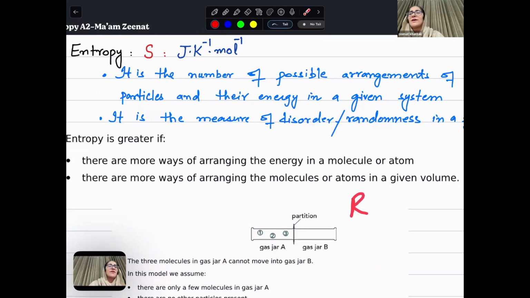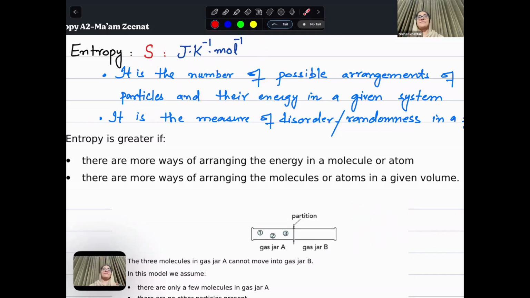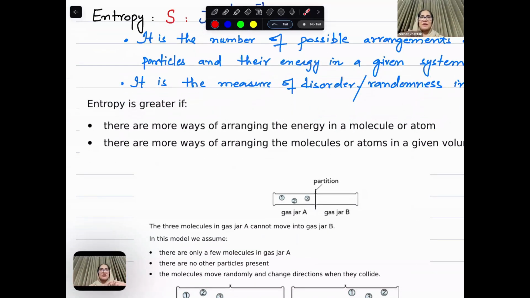If you see the unit of the R is 8.31, you know what is the unit of R? Joules per Kelvin per mole. Exactly the same is the unit of the entropy. And most of the time they ask in the paper. But okay, I'm not going to link the R with the entropy. The entropy is what? The number of possible arrangements.